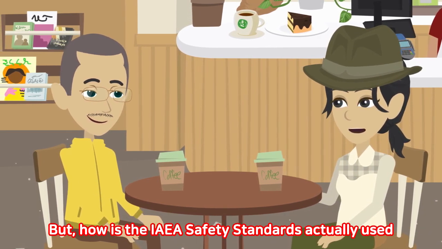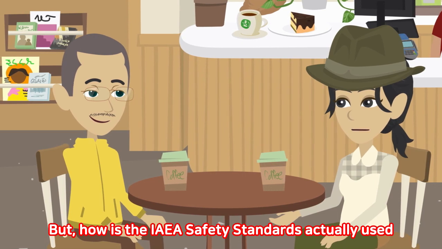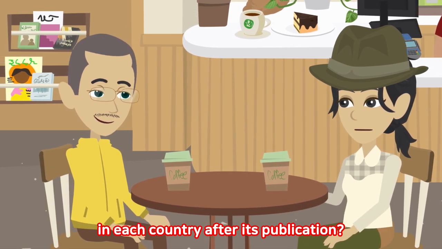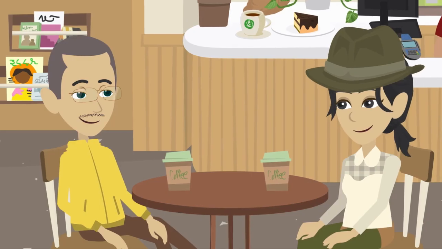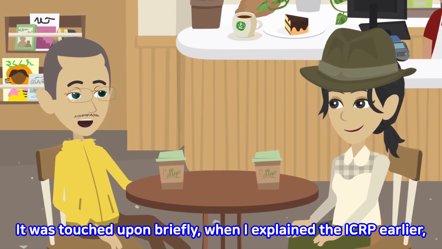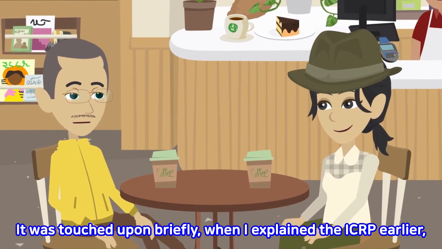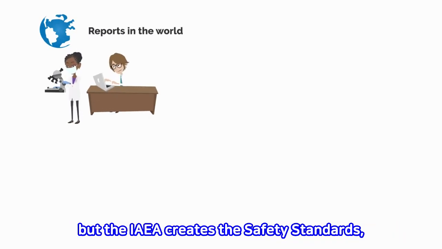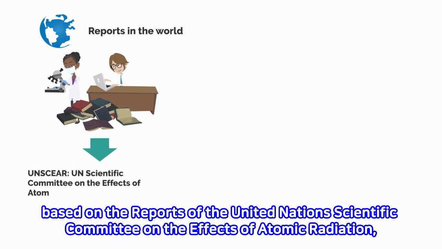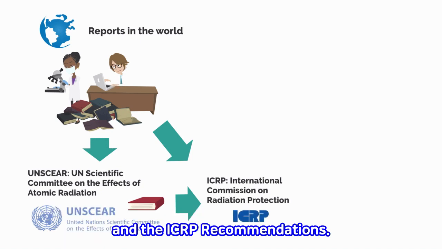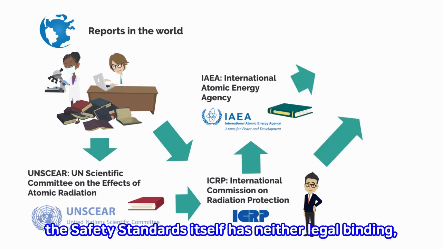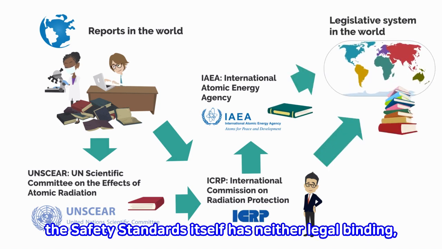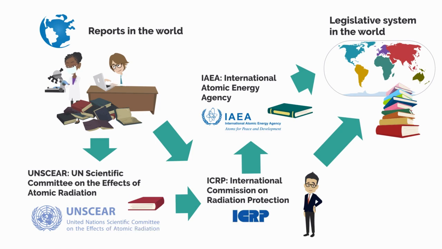But how is the IAEA Safety Standards actually used in each country after its publication? It was touched upon briefly when I explained the ICRP earlier. But the IAEA creates the safety standards, based on the reports of the United Nations Scientific Committee on the Effects of Atomic Radiation, and the ICRP recommendations. However, unlike the agreements based on the treaties, the safety standards itself has neither legal binding, nor compelling force on countries.